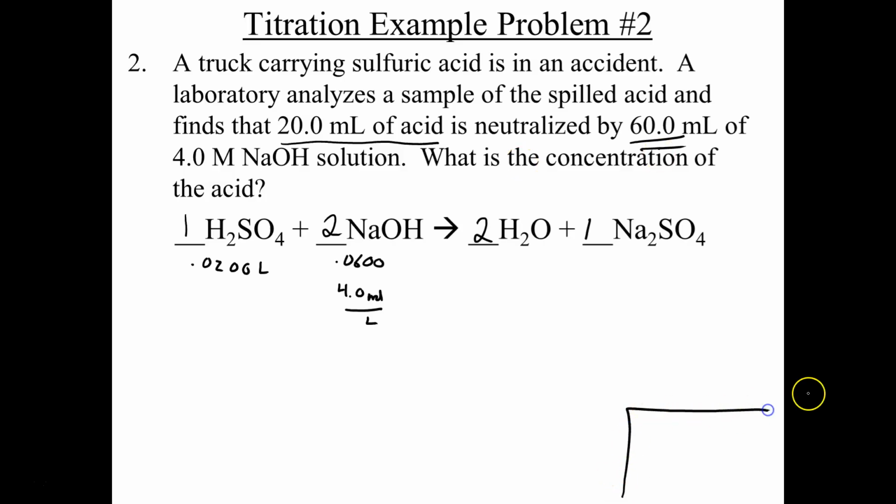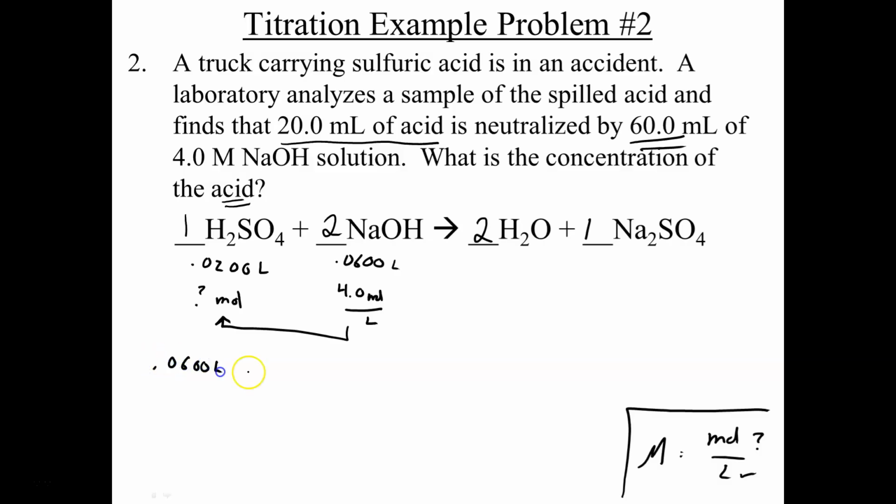So again, concentration is molarity, which is moles per liter. So for the acid, that's what I want to find out, molarity of the acid. I have my liters right here, 0.0200. I need to figure out how many moles of acid I have. Okay, so I'm going to go from here to here. This is very similar to the last one, slight little difference though. Let's go ahead and get started. That was liters. Let's go ahead and put our 0.0600 liters of NaOH.